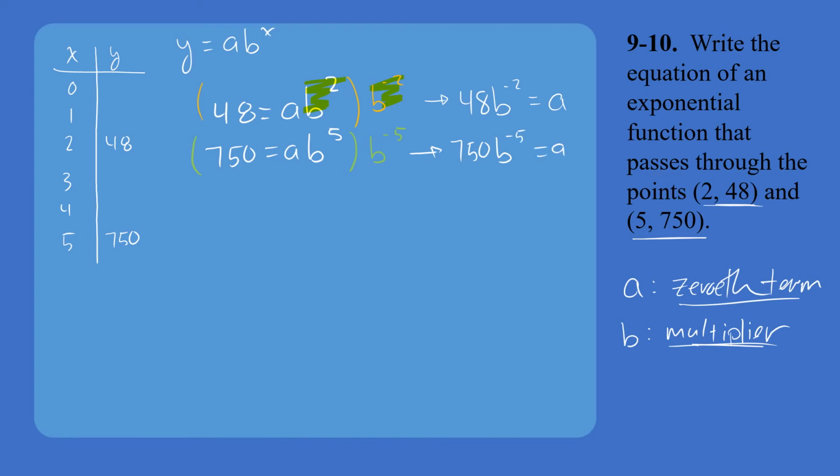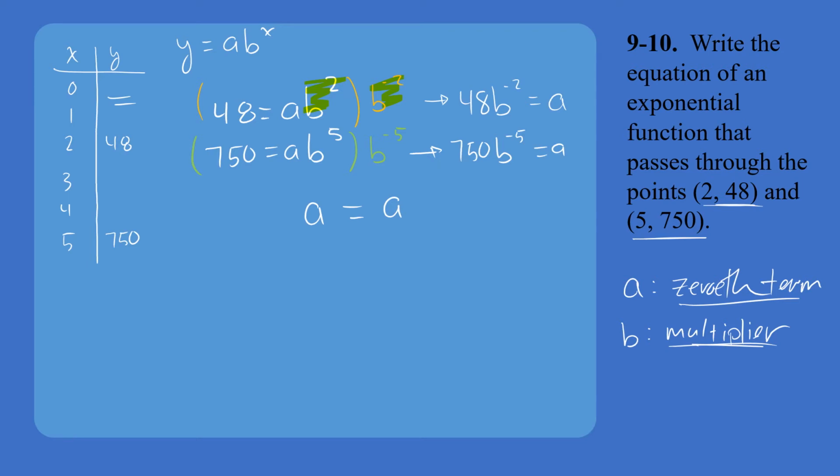Now, this is sweet because I know what a is in both of these, right? a is my 0th term, and in terms of this situation, a is this value right here. So I'm just going to go ahead and set the two expressions for a equal to each other.